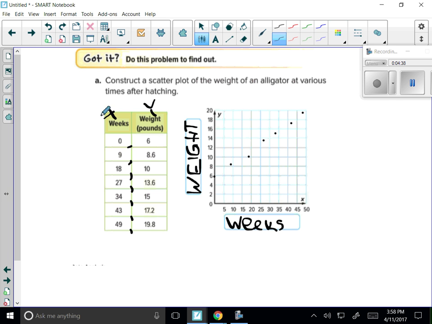All right, so this is your scatter plot. That's it. This is what a scatter plot looks like. It's got the labels and it has your points, and the points are not connected.